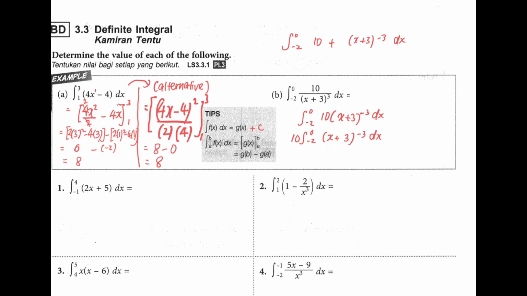So make sure you see the difference. The difference is, for this one, we change to tan x. For our example down here, we remain it as 10. Okay, so what is the difference between this and this?